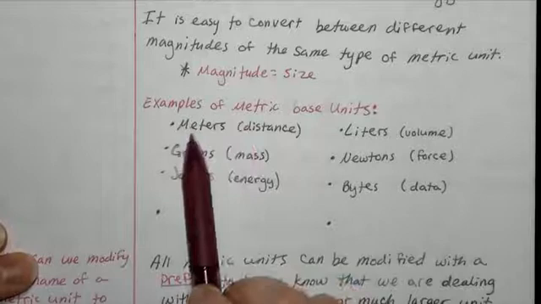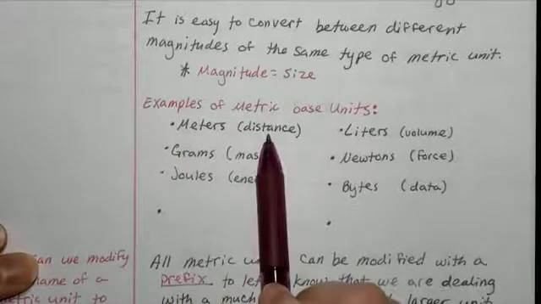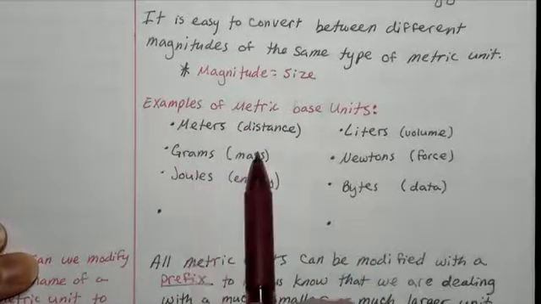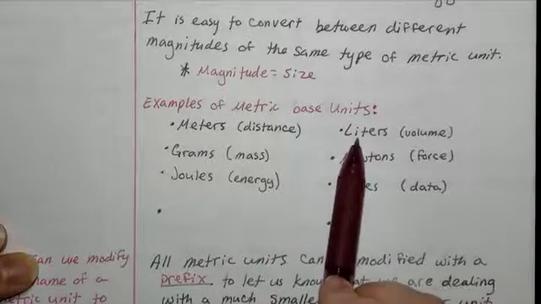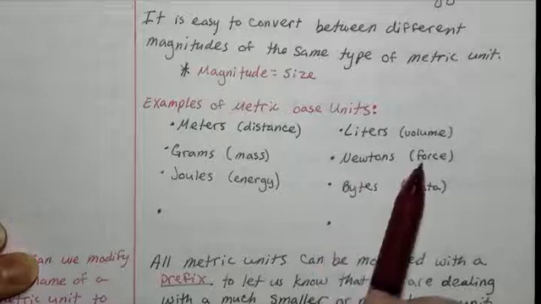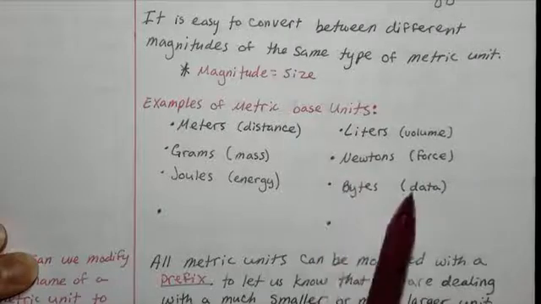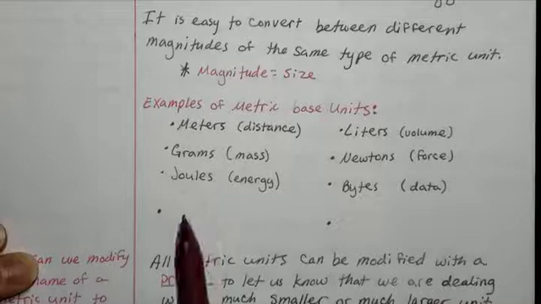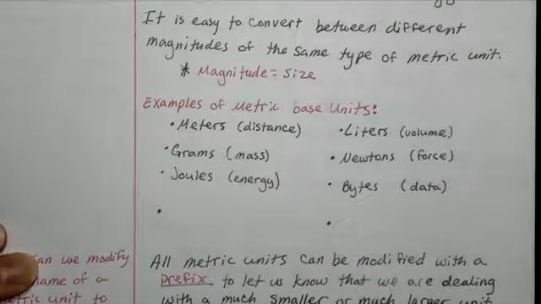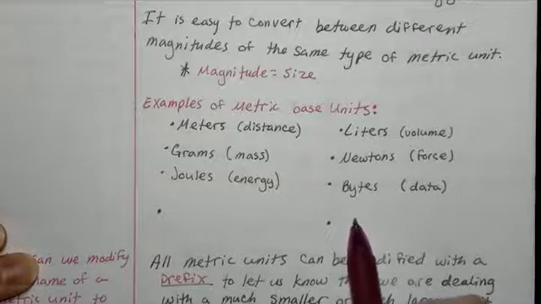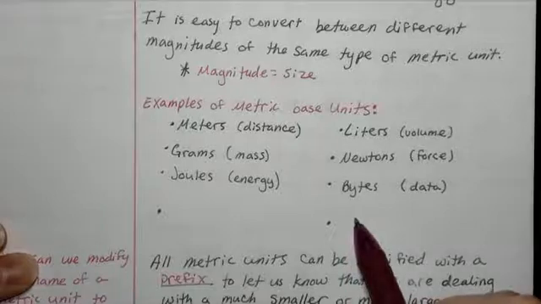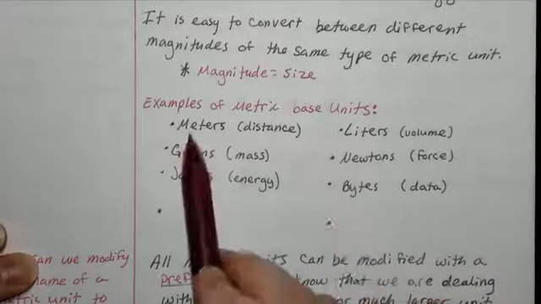So a few examples of metric base units are meters, which we use to measure distance, grams for mass, joules for energy, liters for volume, newtons for force, and bytes for data. There's plenty more examples of metric base units, so I would like you in your notes to go ahead and take the time to figure out at least 2 more metric units that we use. Make sure they are base units.